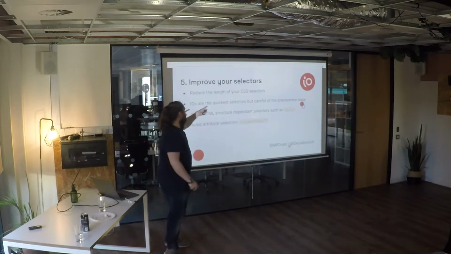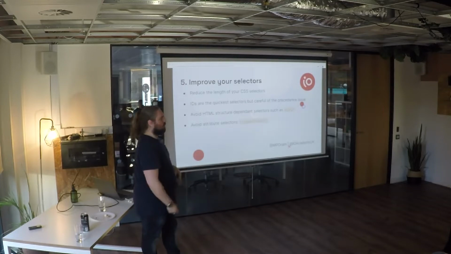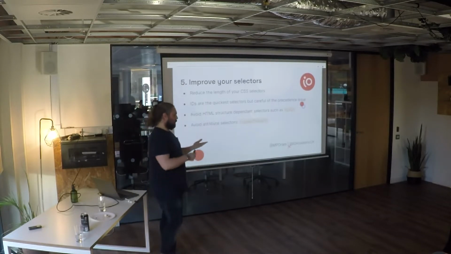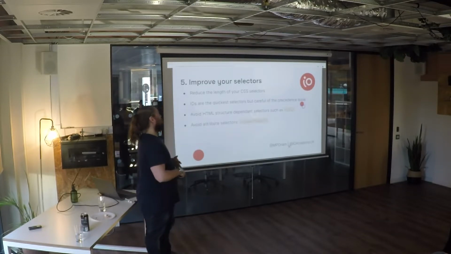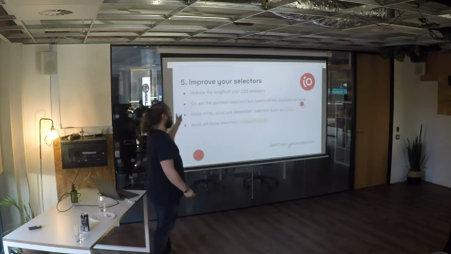Funnily enough, IDs are the quickest selector because they're unique elements, of course. It's going to be able to apply that to your HTML much faster, but you have to be careful because there's all sorts of horrible precedence issues with IDs, and they're obviously unique elements, so they're not very reusable, which is rubbish. But if you can use an ID, then it will be the fastest thing to apply CSS with.